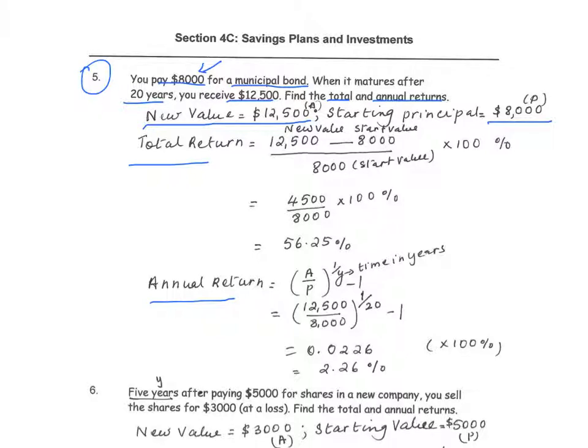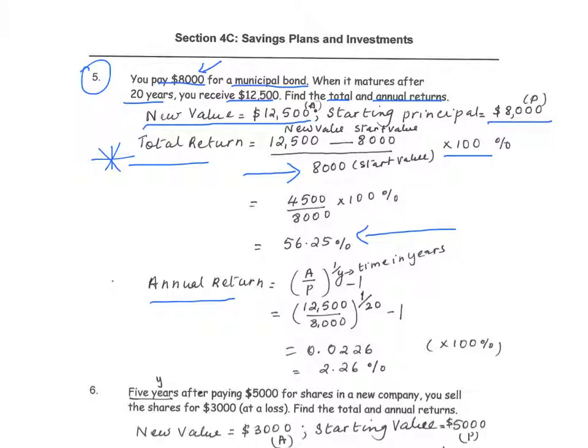The difference in the numerator, that is new value minus the start value, is really the amount that you've earned in interest in 20 years. We divide that by the start value and multiply it by 100%. So we are basically plugging numbers into the formula for total return. When we do the calculations, we see that the total return is 56.25%.